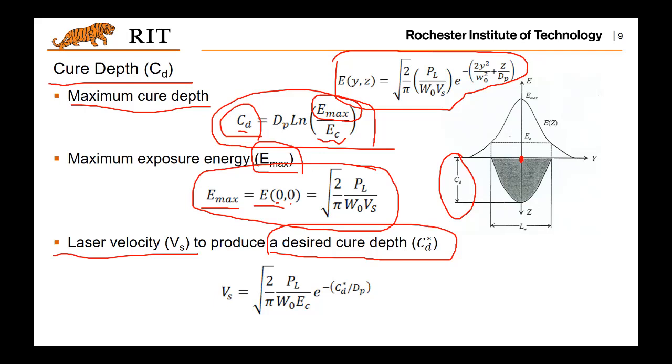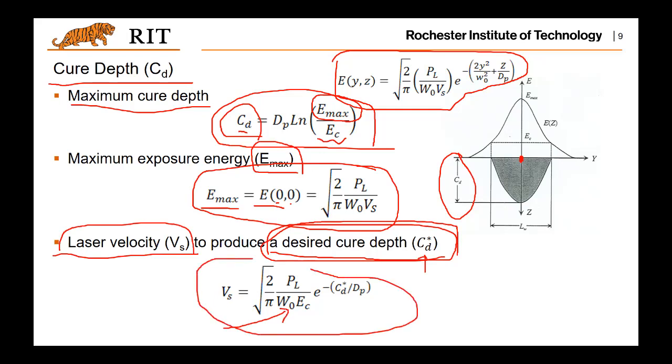But if we have a desired cure depth known, how do you determine this laser velocity? Basically, you substitute this CD into this equation, and it turns out you will have this laser velocity come up. So that could be another way to utilize this equation.